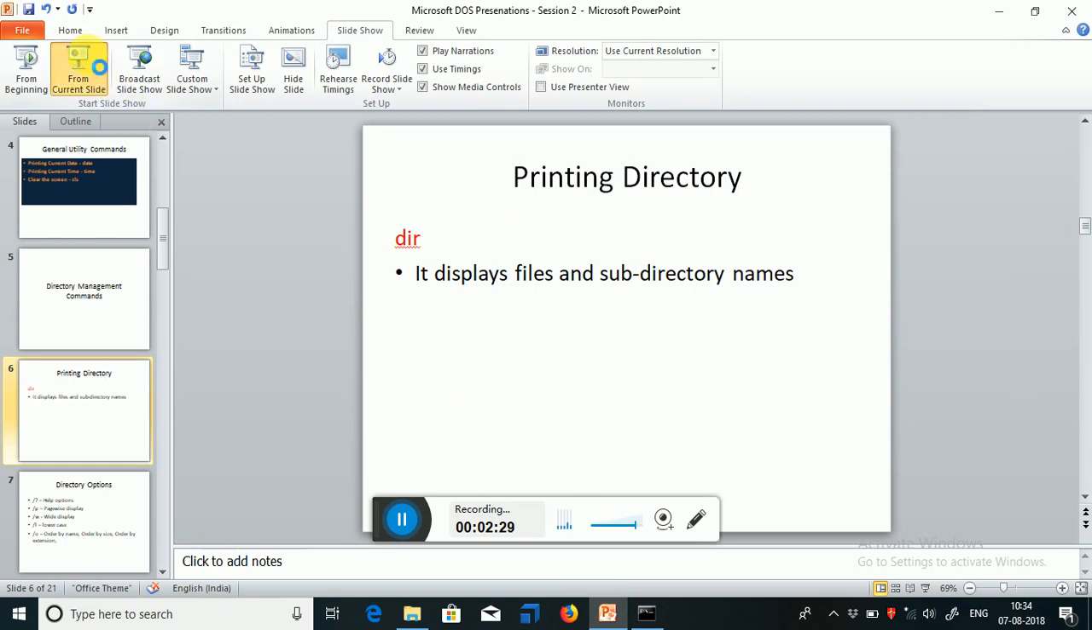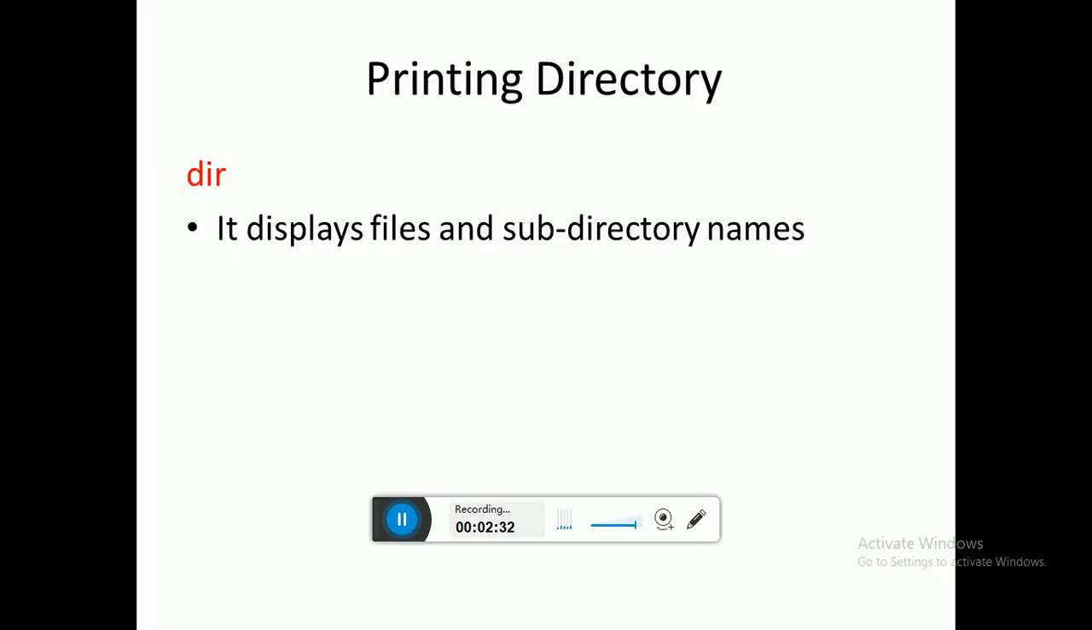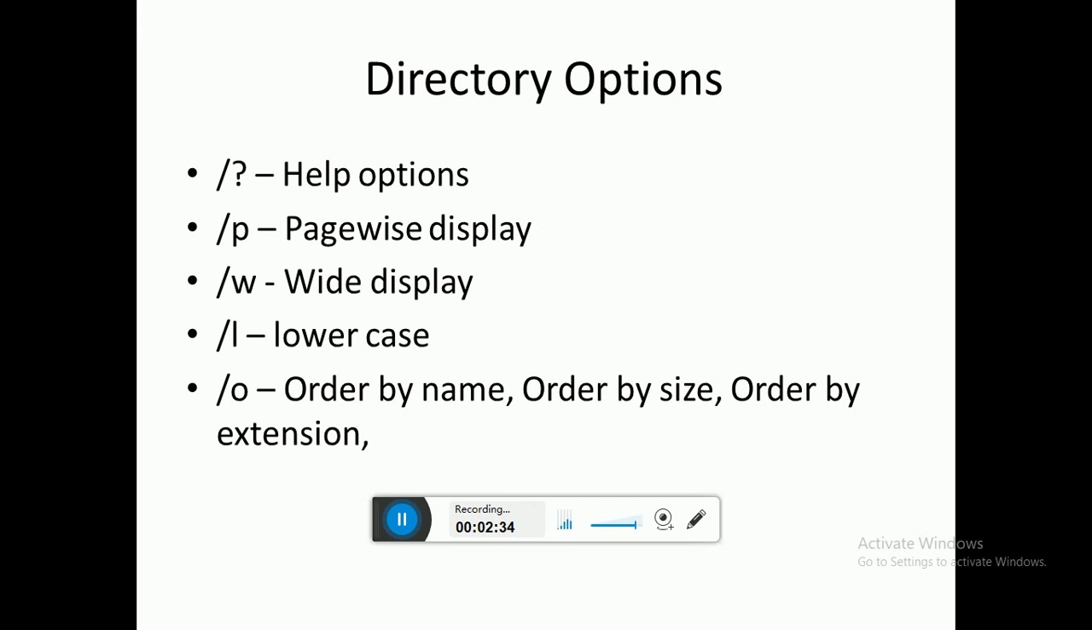Next, we also have to understand some more options with the dir command. If you want to see the different options in dir, we use the command dir /?. Similarly, if you want to display page wise, we can go for /p. If you want a wide display, we can go for /w, /l for lowercase, and you can also use /o for order by name, order by size, order by extension. So let us see a small demonstration now of how we give the dir command with multiple options.